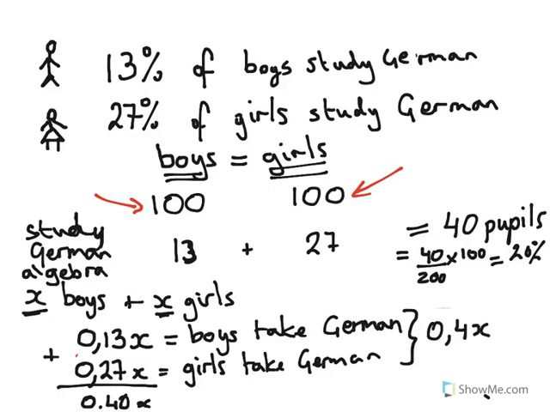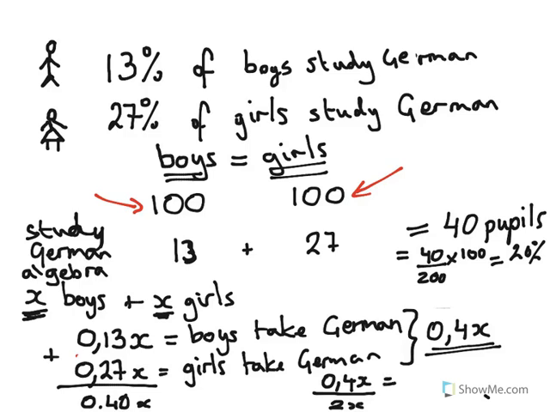X can be any number. It could be 100 pupils that are girls, it could be 50, it could be 1,000. So 0.4 of all of the pupils in the school, 0.4 of x, take German. So how do we get then the total percentage? Well, we know that 0.4x is the number of boys and girls that all take German. How many pupils do we have in total? Well, we've got x boys plus x girls. That's the same as 2x.